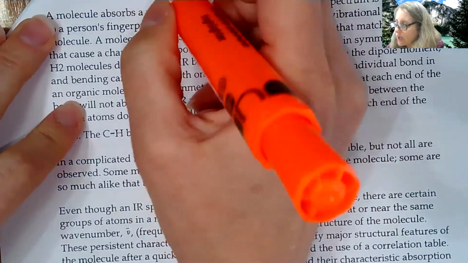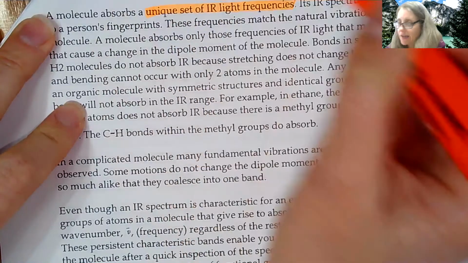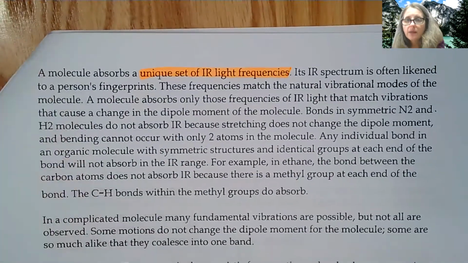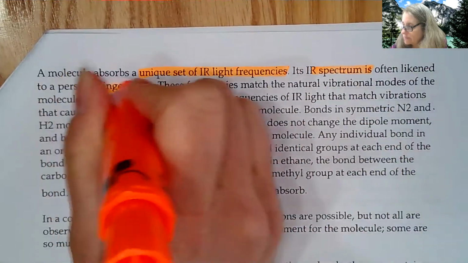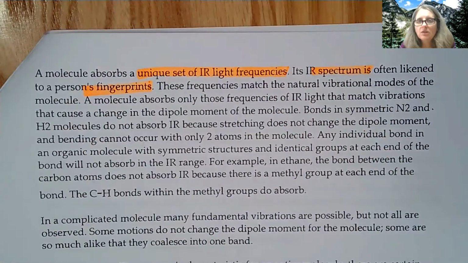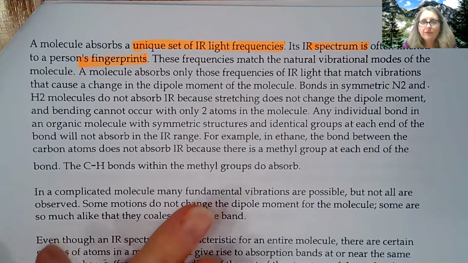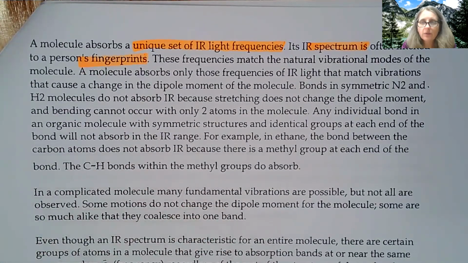So a molecule will always absorb a unique set of IR frequencies. The IR spectrum is often like a fingerprint. Again, emission spectra are a fingerprint for an atom. IR is a fingerprint for organic molecules.